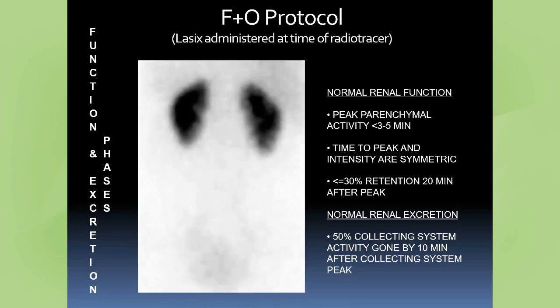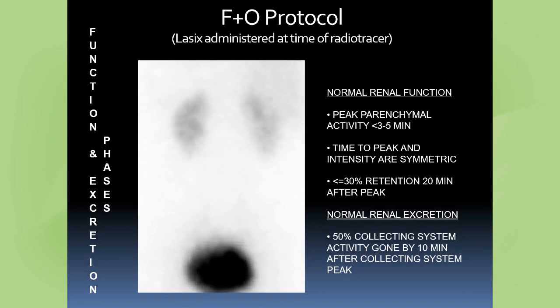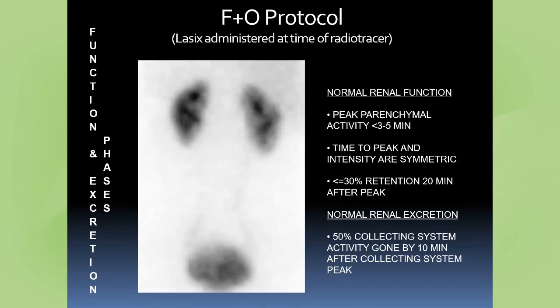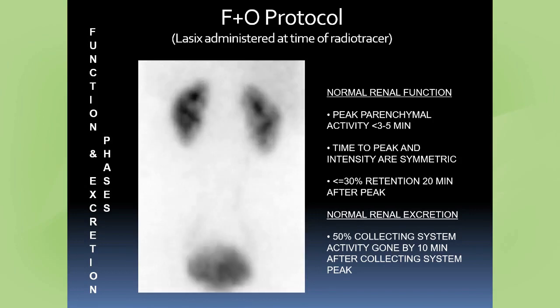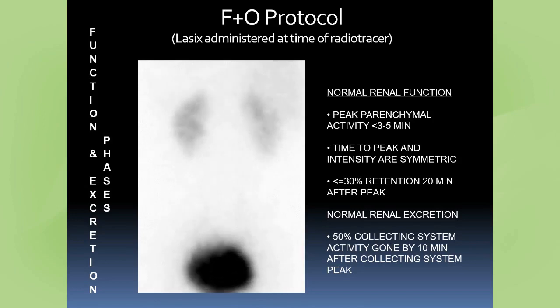And I'll tell you, if you read the textbooks, such as the one by Dr. Mettler, he's taken that number out to 15 minutes. As long as you're less than 50% by 15 minutes, that's normal. And I agree with that. We used to say that between 10 and 15 could be in that gray zone, but really those patients, it was likely something like dehydration, or maybe a little bit of dilatation without obstruction.